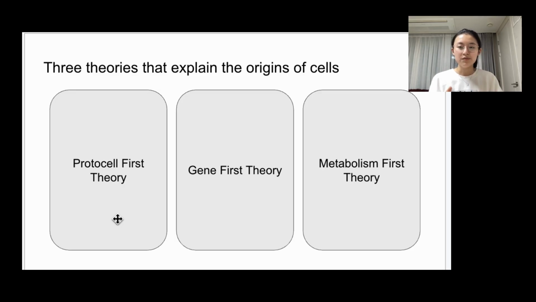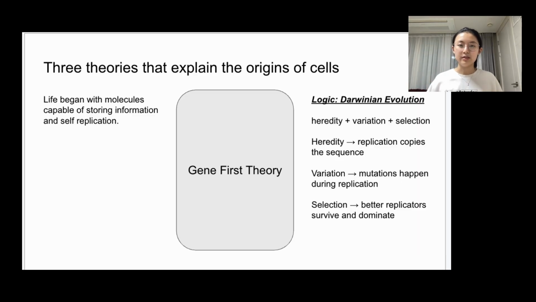Well, in this video we're going to focus on different theories. We have the gene first theory and the metabolism first theory as the two other most likely theories that would explain the origin of cells, but in this video we're going to focus on the gene first theory. Now, the gene first theory fundamentally grounds itself in the idea that life began with molecules that are capable of storing information and self-replication. Essentially, it's saying that life began with genes.